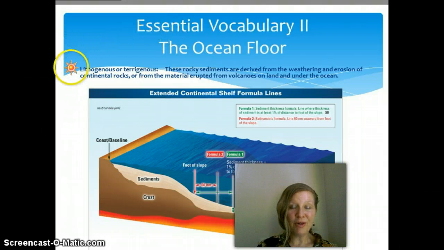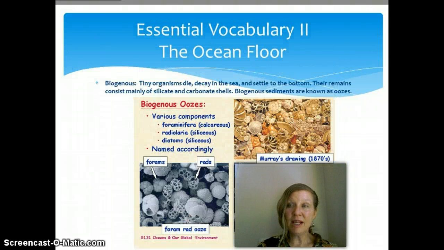Now, the virtual lab that you have an opportunity to do is looking at the different types of sediment that are found on the oceanic floor. The first is lithogenous, and that means it's born from rocks, or terrigenous. It's coming from the earth in some way. Terra firma. Rocky sediments are derived from the weathering or erosion of the continental rocks, or oftentimes from a volcanic event as well. Now, the sediments that you're going to be looking at for the lab are classified by their size and their parent origin material.